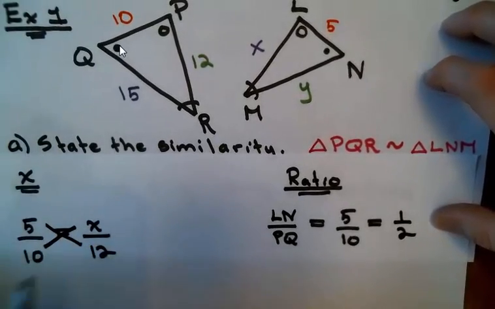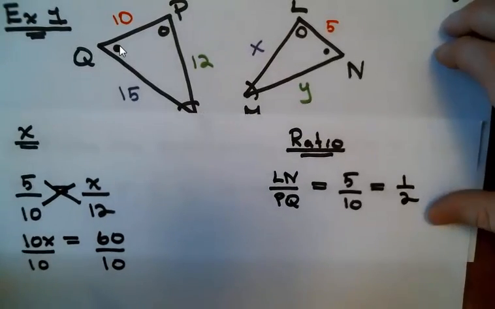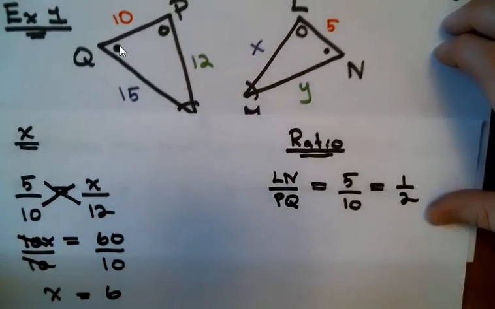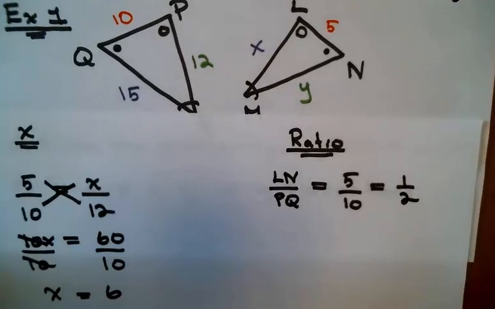So 5 times 12, I like to write it on this side, that's 60. 10 times x, that's 10x. Divide and conquer. It means to divide out what's in front of the x here, so it cancels. And you're left with x would be 6. So why don't you try y, and I'll do it here in a sec. Pause and try and come back.